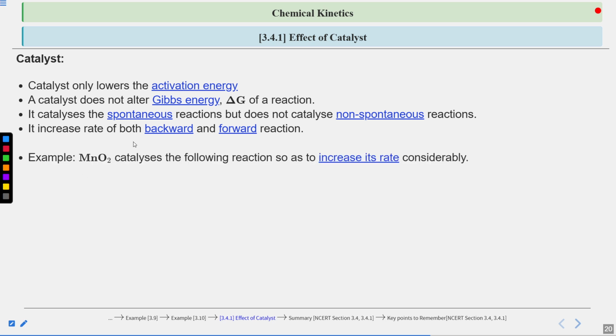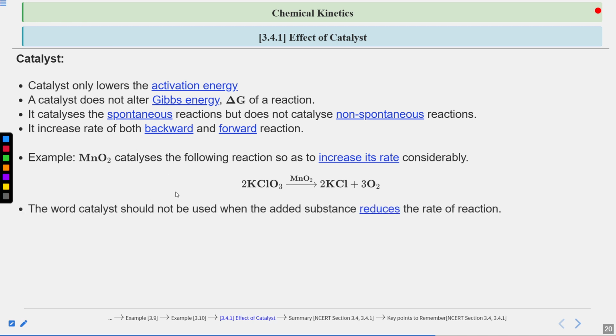For example, MnO2 catalyzes the following reaction so as to increase its rate considerably. So with 2KClO3, when you add a catalyst of MnO2 in this reaction, it is going to increase the reaction rate and form the products 2KCl plus 3 oxygen molecules.